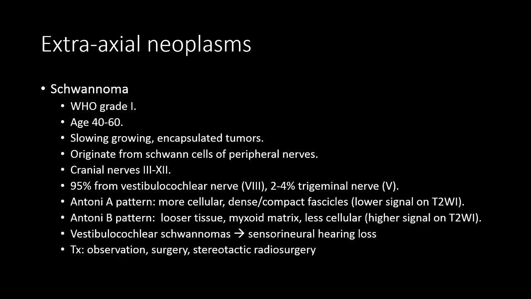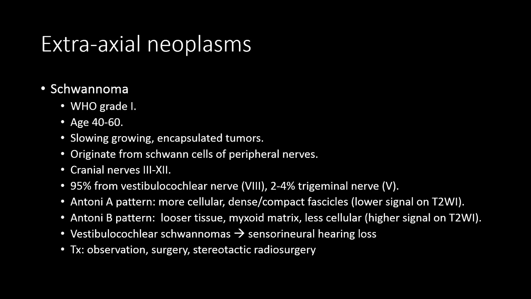The Antoni A pattern indicates a more cellular pattern with denser fascicular organization and correlates with lower signal on T2-weighted imaging. The Antoni B pattern corresponds with a looser tissue organization, myxoid matrix, and lower cellularity, and corresponds with higher signal on T2-weighted imaging. So Antoni A, lower signal on T2-weighted imaging. Antoni B, higher signal on T2-weighted imaging.